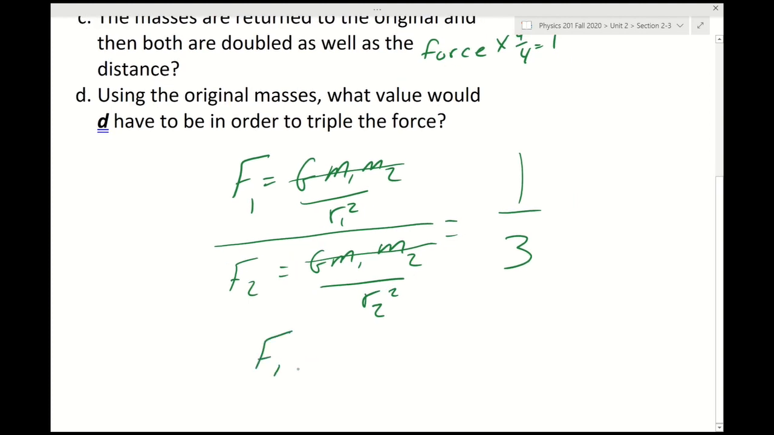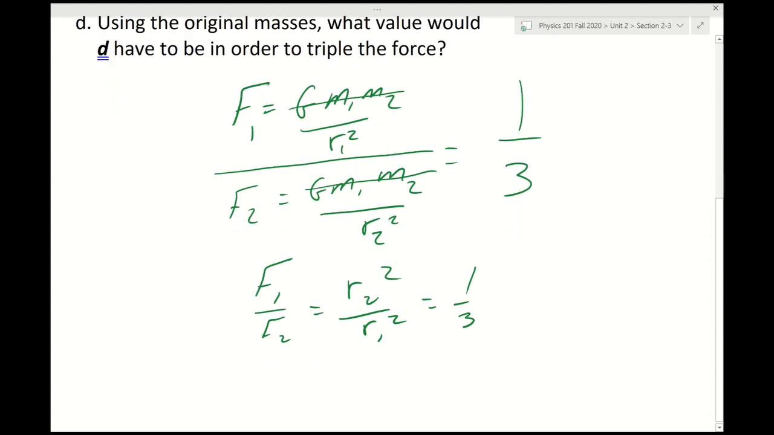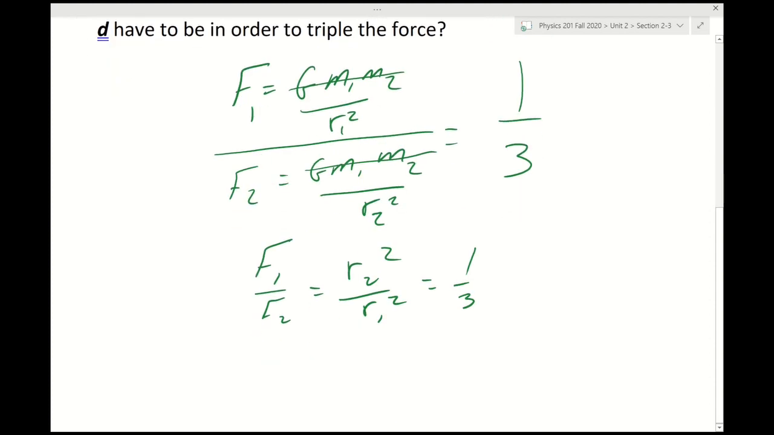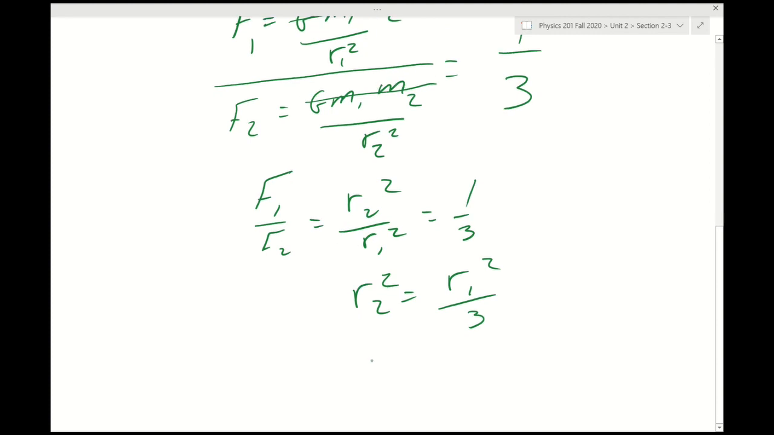So we know that F1 over F2 is equal to R2 squared over R1 squared, which is equal to 1/3. So we can say that R2 squared is equal to R1 squared over 3. So R2 is equal to the square root of R1 squared over 3.